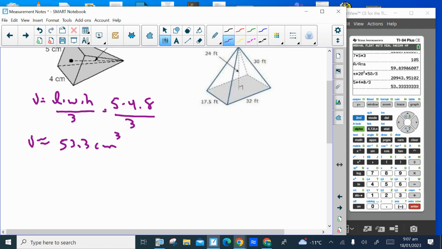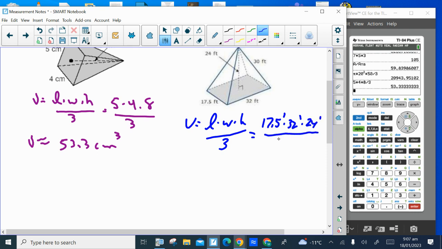This next one, you're given an extra dimension there. You're given the length along the edge. You don't need that. To find the volume of a pyramid, it's again length times width times height divided by 3. The height is measured from the very tip straight down to the middle of the base. So in this case, that's 24 feet. You're not going to use the 30 feet for this one. This extra information that you're given, we don't need. So if we say the length is 17.5, the width is 32, and you can switch those two around, it doesn't matter, but the height must be 24. You're not using the 30 feet in this case. You don't need to know what the length of that edge is.